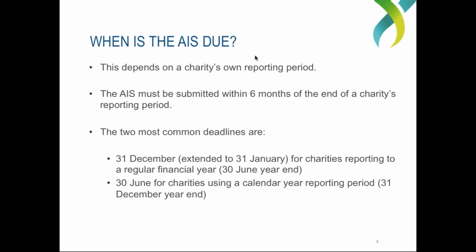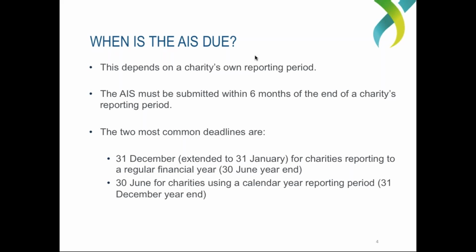The AIS is due at different times for different charities. This depends on a charity's own reporting period. That's the period to which a charity records all its finances and how it reports its details internally. Many charities will do this, like other organisations really, to the financial year from beginning of July to the end of June. But there are some charities, actually quite a significant number, who choose to report on a calendar year basis. And then, aside from that, there are also a smaller number of charities that have varying reporting periods throughout the year.